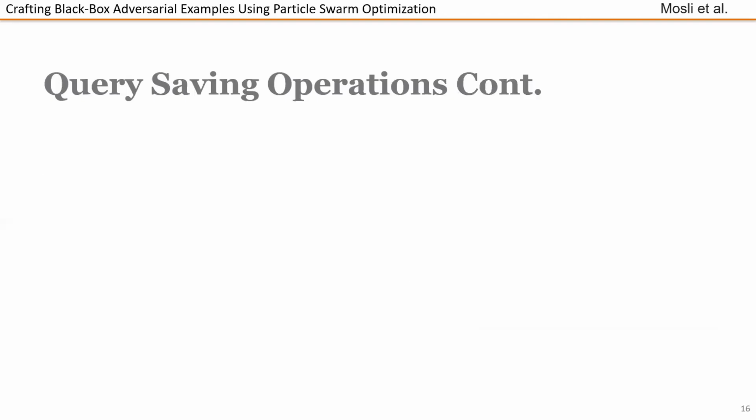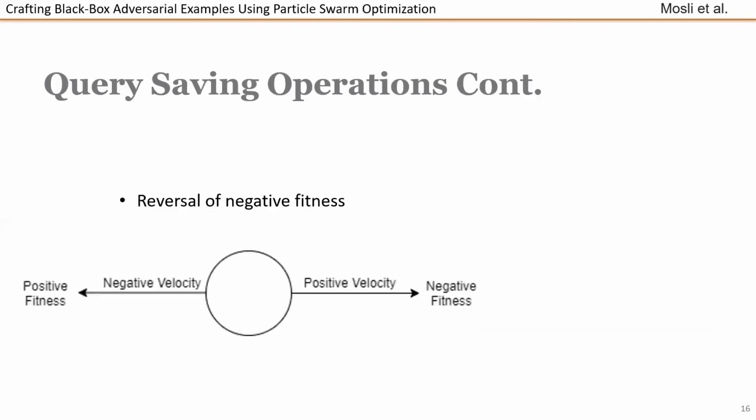Another technique we use is the reversal of negative fitness. In the parsimonious attack, the authors revert changes that have a negative impact to remove its effect on the attack. However, we took this further by not only removing the changes, but taking a step in the opposite direction. We found that for a velocity that produces negative fitness, velocity in the opposite direction produces positive fitness. Using this approach leads to finding adversarial examples quicker, which translates to fewer queries being submitted to the model.